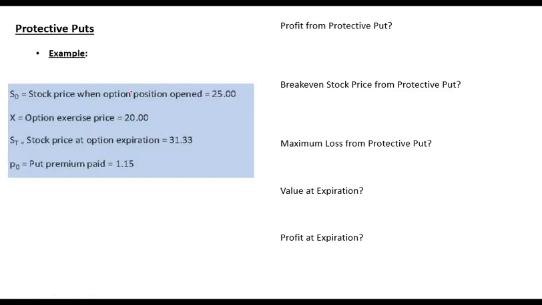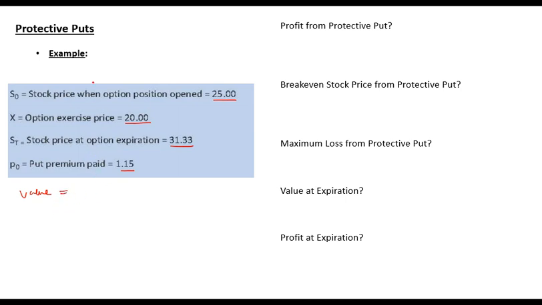Okay, so let's do the example. So you have some data set again. Stock price when option was opened was $25. Option exercise price is 20. Stock price at expiration is 31.33. Put option premium paid is 1.15. So what is the profit from protective put? Let's just do value at expiration first. So what is the value at expiration?